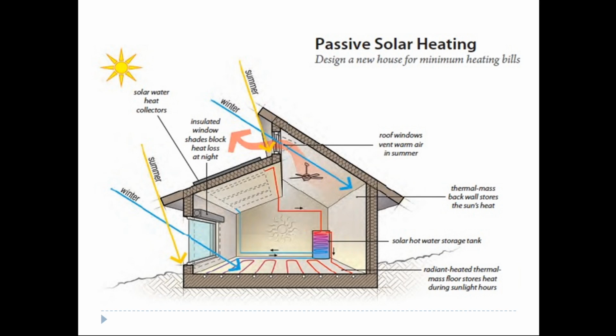Here you can see the design of a house which utilizes passive solar heating with minimum heating bills. You can see the different timings. The position of the sun in the sky will be different during the summer and winter. So the windows as well as the roof positioning are very important. We can have some solar water heat collectors on the roof.